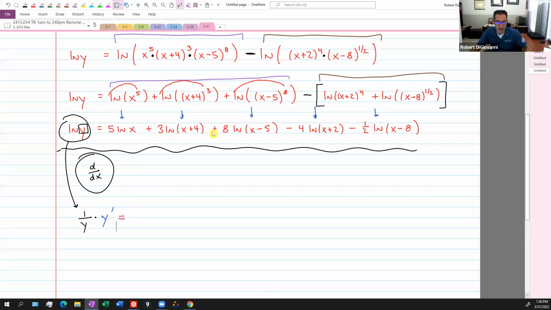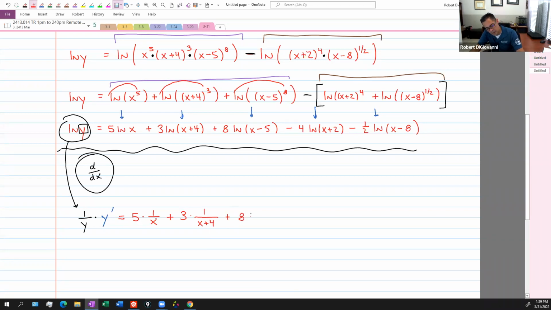Equals. Now, on the right-hand side, everything has x's in it, so when we differentiate with respect to x, it's just our traditional derivative, the way we've been doing it since the beginning. I bring the 5 for the ride, times the derivative of natural log of x, which is 1 over x. Plus I bring 3 for the ride, times 1 over x plus 4, and the derivative of x plus 4 is just 1, so I don't need to write it.